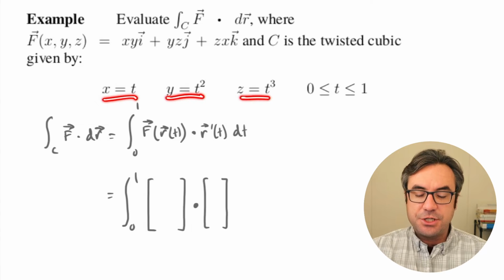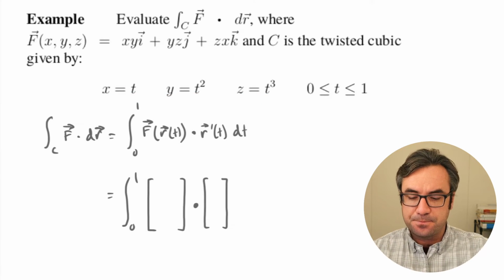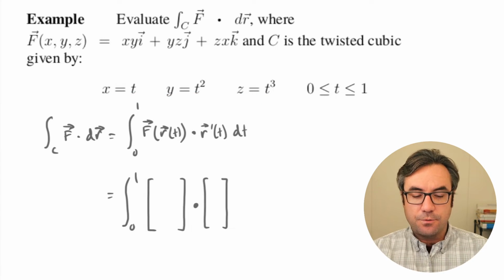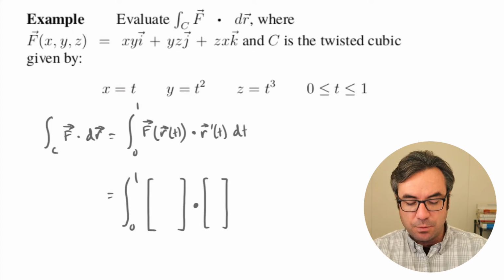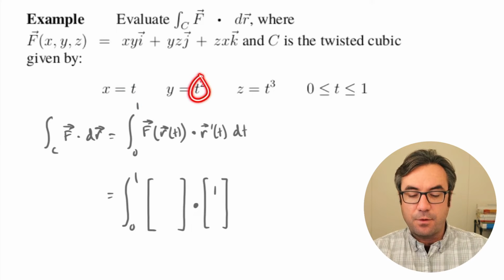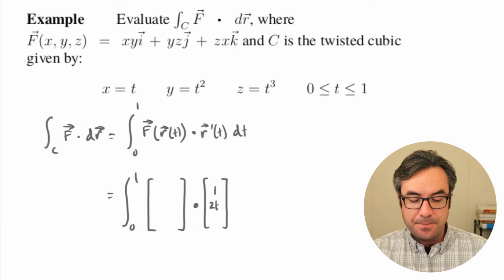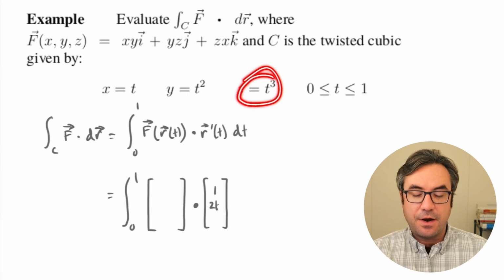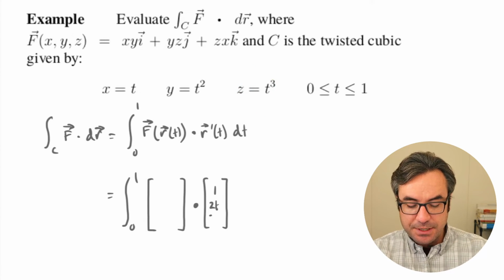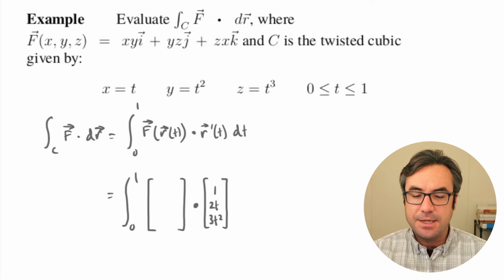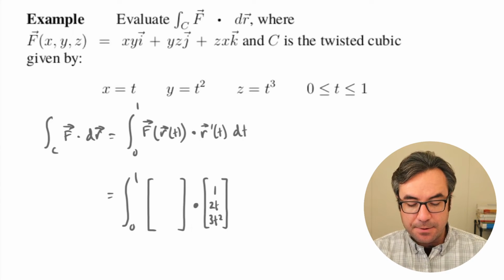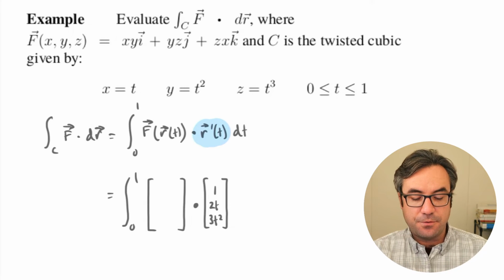We're just going to differentiate each of these components. So first of all, the derivative of our x component is 1. Then the derivative of our y component is 2t. And then the derivative of our z component is going to be 3t squared.